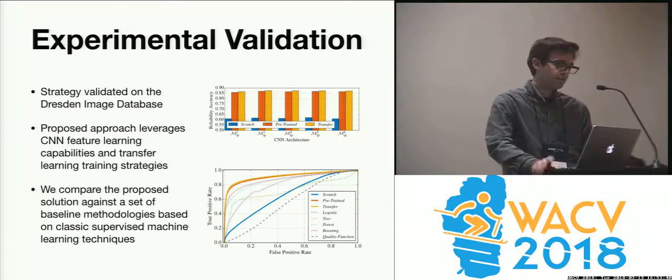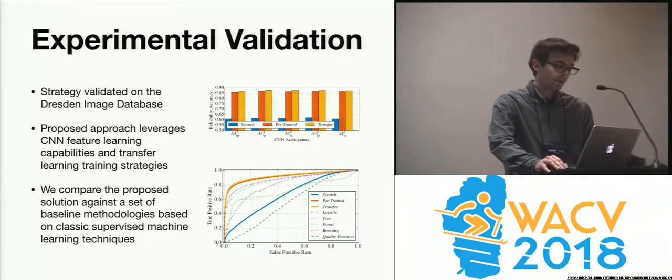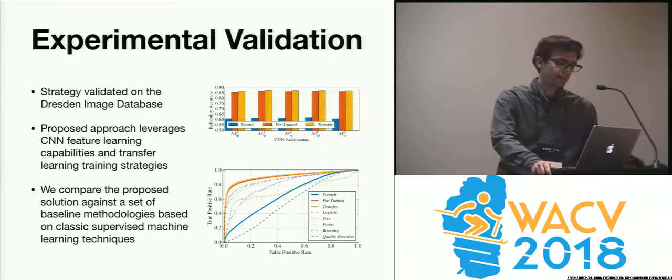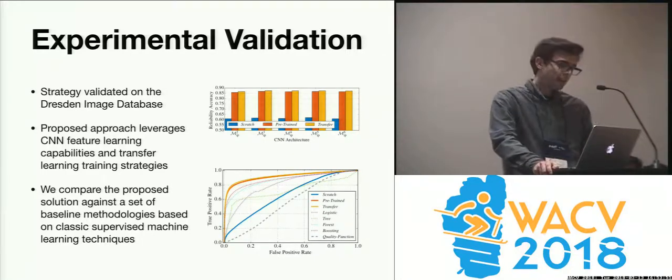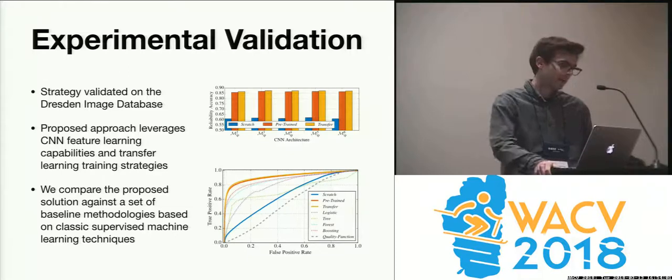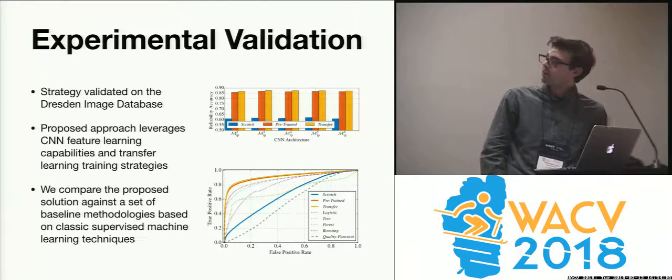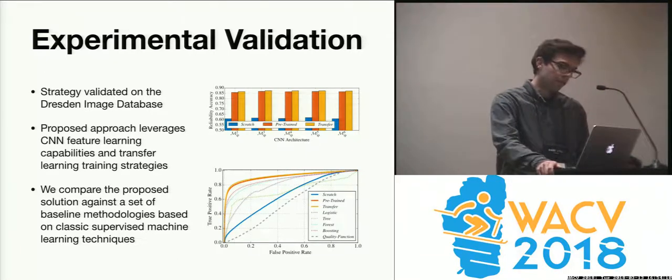And we can see after intense testing that the proposed approach leverages both CNN feature learning capabilities and transfer learning training strategies. To make sure that the CNN-based approach is the most computationally efficient and performs the best, we tested against several methodologies, classic supervised methods like boosted forest, logistic regression, and other kinds of tests. And as you can see on the left side of the lower figure, our proposed approach is the best one in this case.